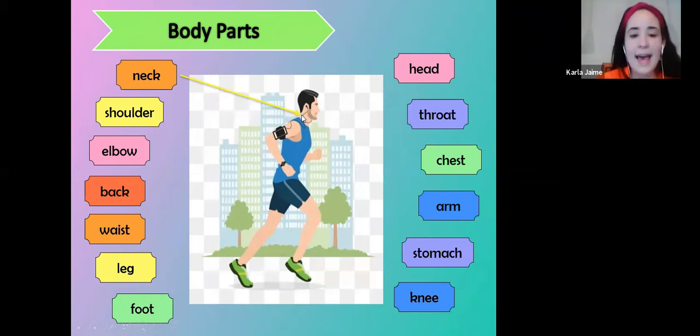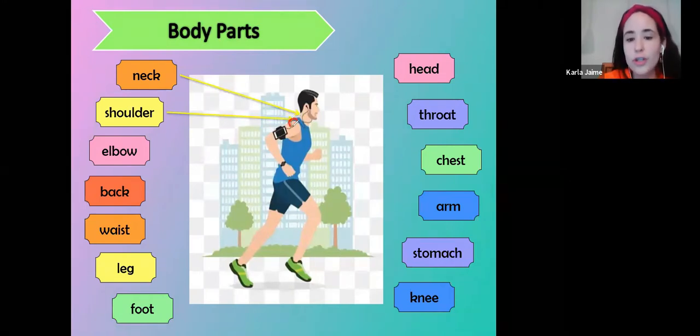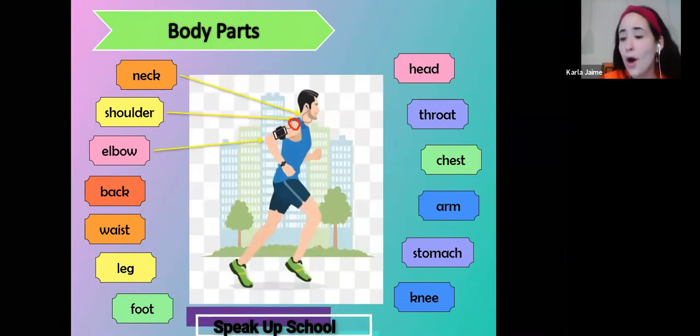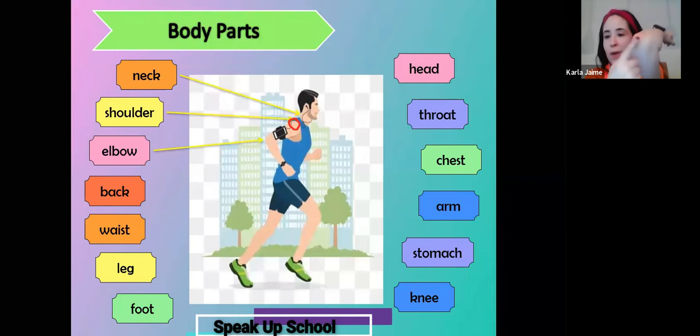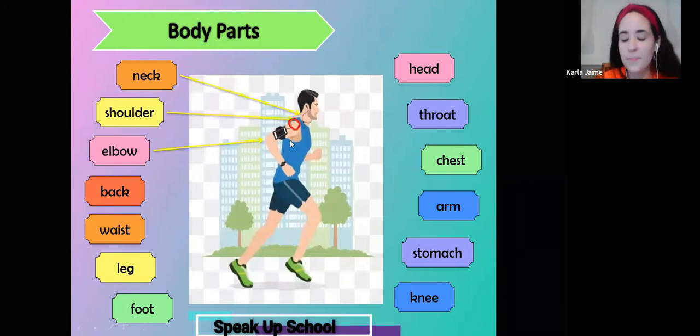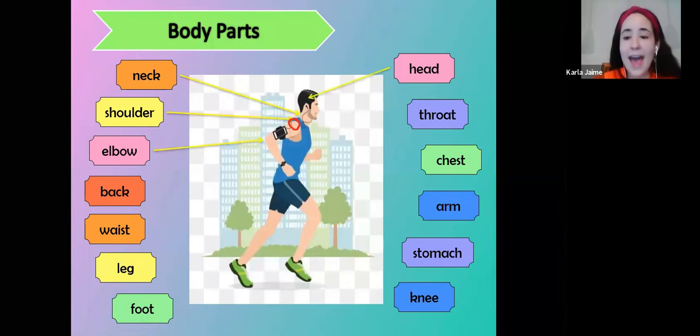Then we have our shoulders, okay? The shoulders right here, el hombro, the shoulder, okay? Then we have our elbow. This is your elbow, okay? This is our elbow, and you can see it here on the picture. Then you have your head, okay? This is your head.